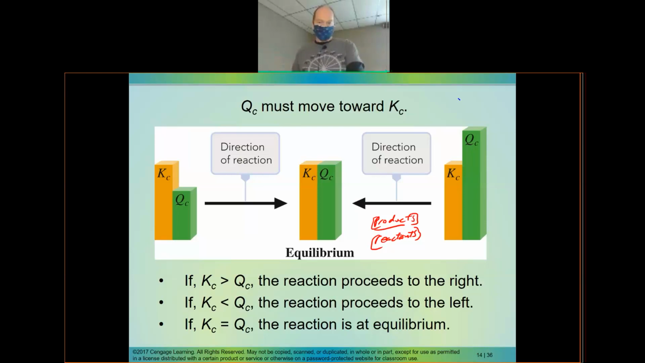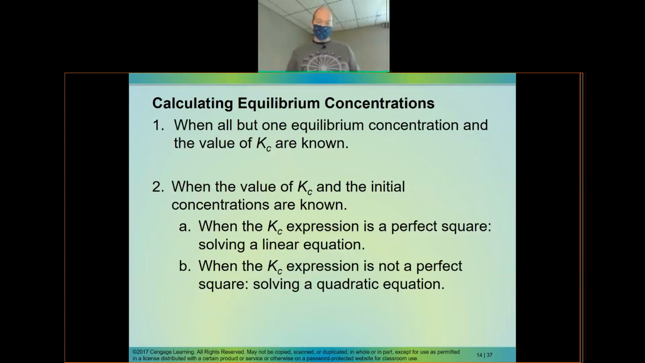All right, so when we are calculating equilibrium concentrations, we're going to do this in a couple of different ways. The first way is very simple. You're going to be given everything except for one unknown, and then you simply solve for that one unknown and you get your answer. So if you have every other concentration but one and you're given Kc, you can solve for that missing concentration. We will do an example of that.